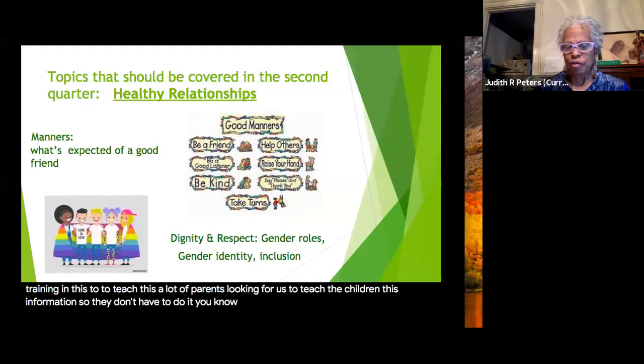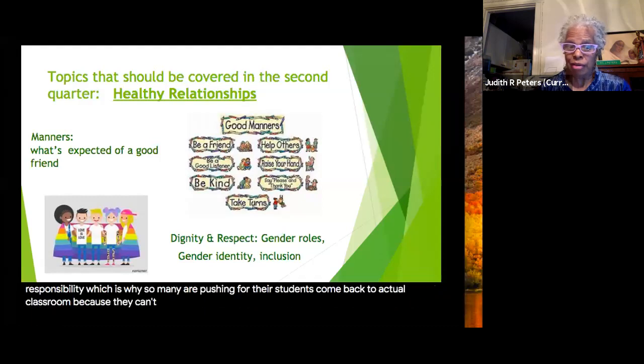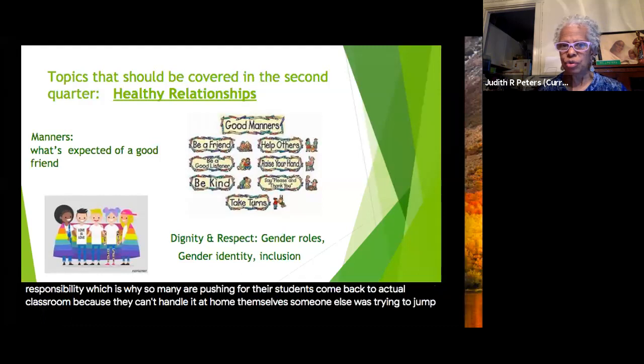We come from a different generation. Our parents taught us this stuff. There are a lot of parents who don't feel comfortable. They feel that we had the education and that it's our responsibility, which is why so many are pushing for their students to come back to an actual classroom, because they can't handle it at home themselves. Someone else was trying to jump in. Someone have a comment?